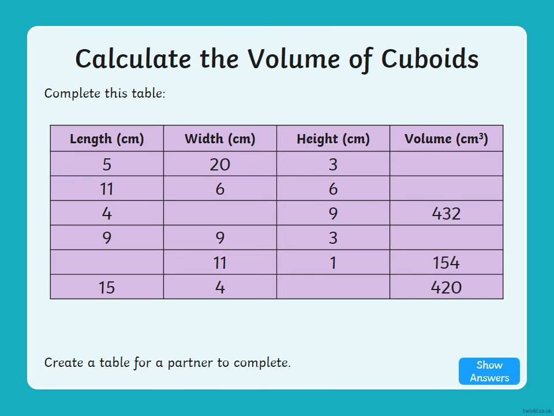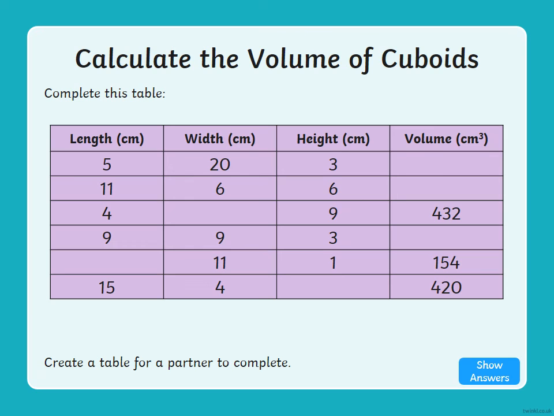All right, so we have the first one, we have to find the volume. So we multiply length times width times height, and we find the volume. The second one, same thing, finding the volume. Third one, we have a missing side. And so what we do, we have 2, 4 times 9, and whatever we get, we are going to divide it into 432, and we can find the missing side.